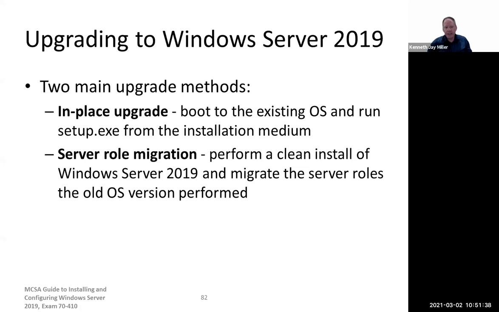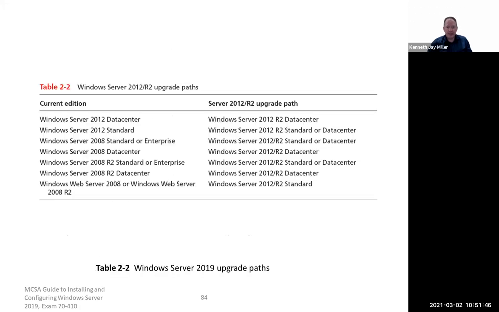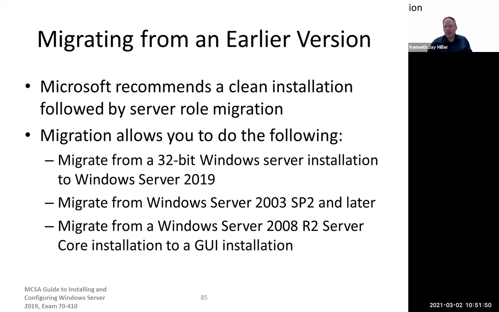We're not gonna do any upgrading in this class. That's beyond the scope of what we're doing here, okay? In-place upgrade. Here's the upgrade table. There's some situations where you can only upgrade from one version to another. You can only migrate from a 32-bit to a newer version because you can't upgrade from 32-bit to 64-bit. There's no path for that.